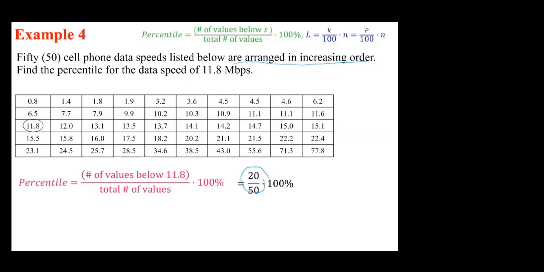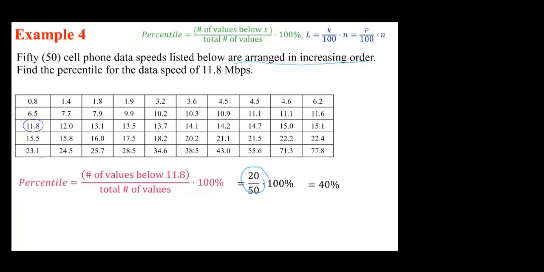Now the rest is changing it to a percentage. In other words, your answer is 2/5. So the number of values below 11.8 divided by n, the total size, that's really your answer. So the answer is 2/5. Because it says percentile, we change it to a percent. That's why we multiply by 100%.